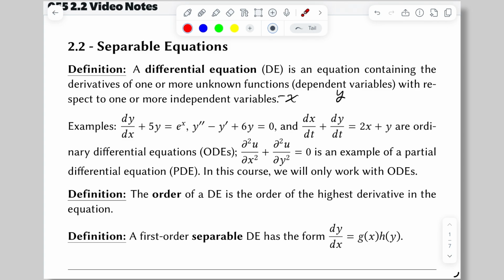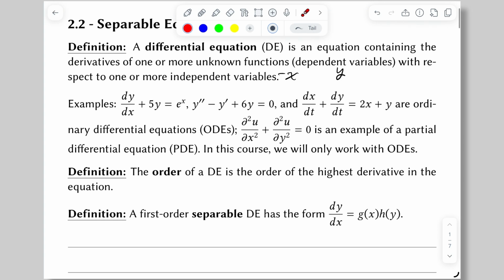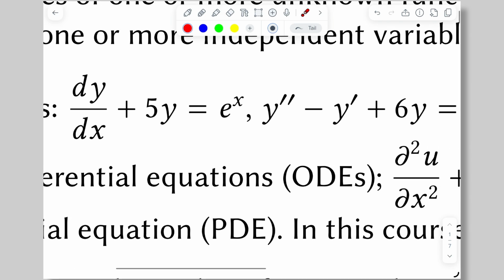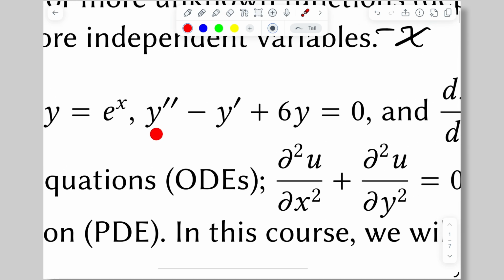I have some examples here of differential equations. For instance, dy dx plus 5y equals e to the x is a differential equation. X is the independent variable, y is the unknown function or the dependent variable, and of course we have here Leibniz notation dy dx. Another differential equation example is y double prime minus y prime plus 6y equals 0.